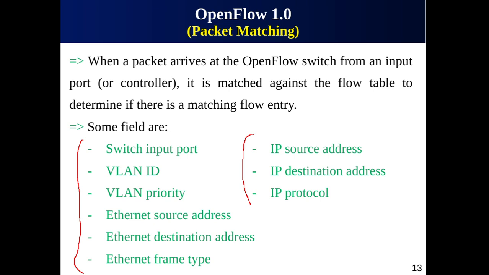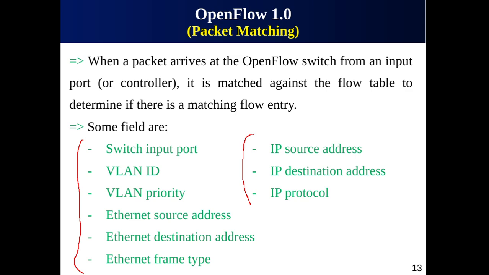Full conformance means all 12 match fields are supported. Layer 2 conformance means only the layer 2 header fields matching is supported. And layer 3 conformance means only the layer 3 header fields matching is supported. If the end of the flow table is reached, it is also possible we reach the end without finding a match. Such a situation is known as table miss.